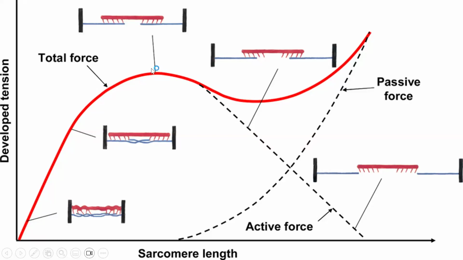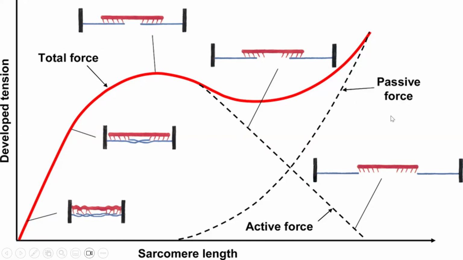So at the resting length or at the optimal length, active tension is at its maximum magnitude. And as you increase the length of the muscle, the passive force or the passive tension increases, because the passive force or tension is the force at which the muscle is stretched. Now, total force. What is total force or total tension? It is basically active tension or active force plus passive tension or passive force.